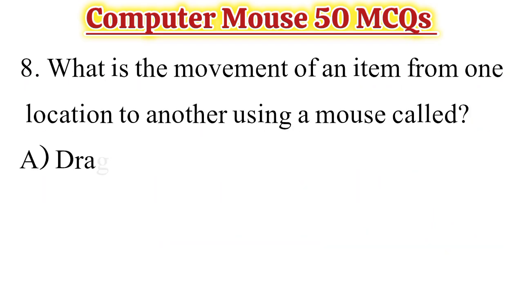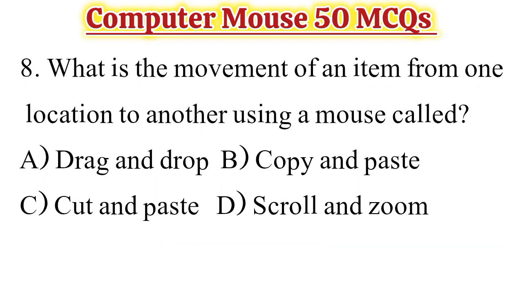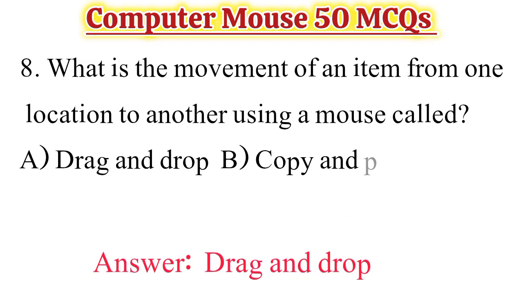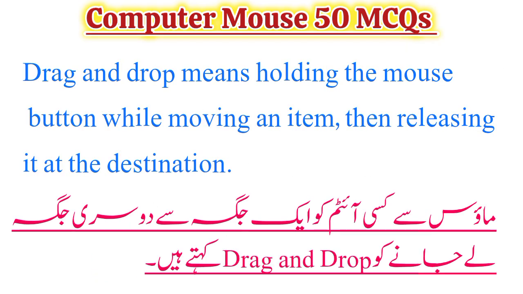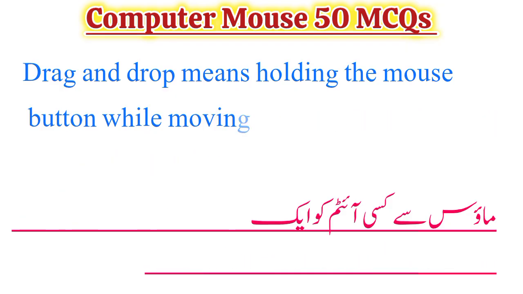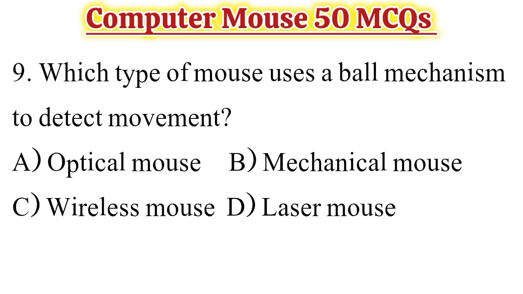8. What is the movement of an item from one location to another using a mouse called? A. Drag and drop. B. Copy and paste. C. Cut and paste. D. Scroll and zoom. Answer: A. Drag and drop. Drag and drop means holding the mouse button while moving an item, then releasing it at the destination.